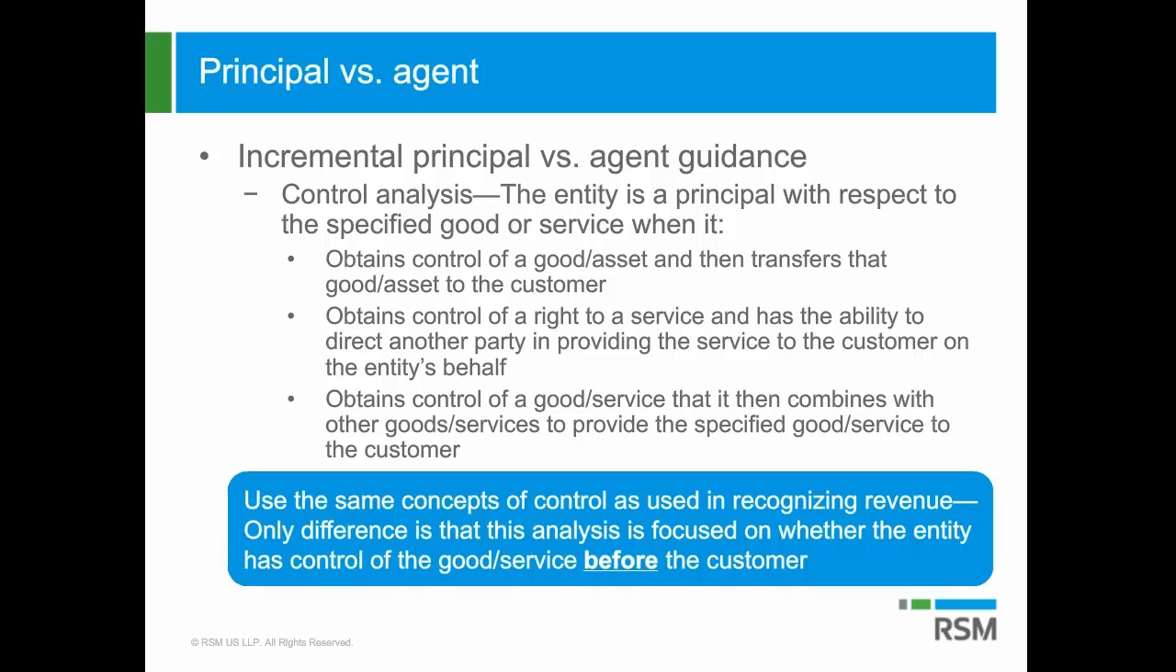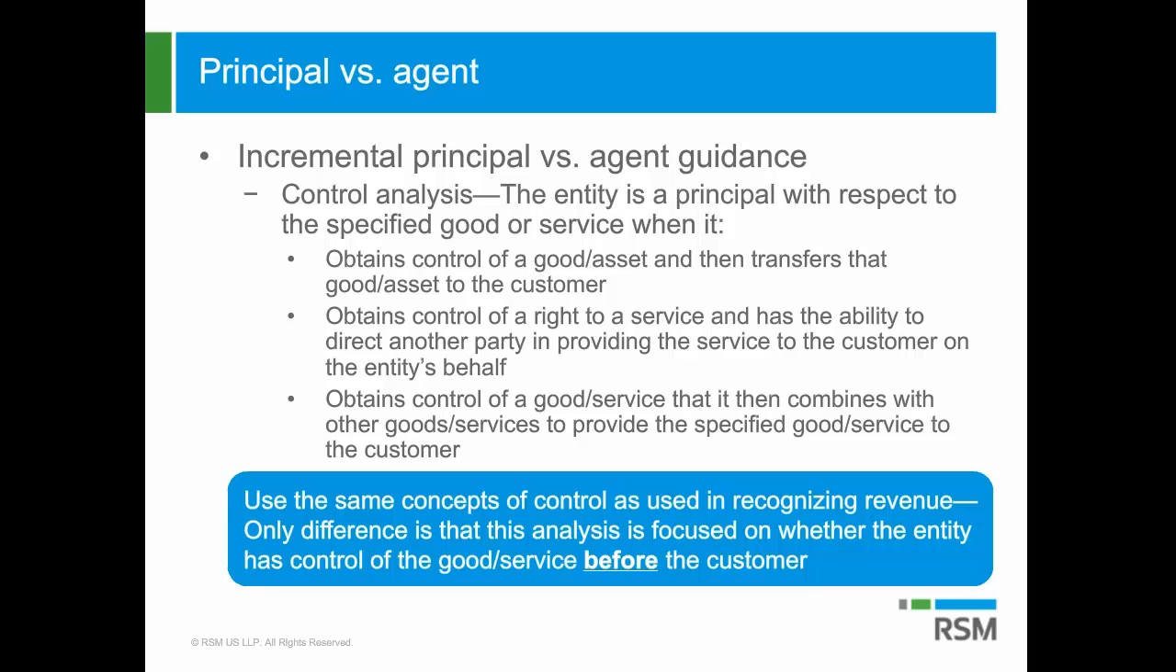Did you obtain control and then transfer it to your customer of some good or an asset? So think about a retailer buying a product from a manufacturer. Generally, they would be considered to obtain control of that product in most cases, and then it's transferred to a customer once the customer buys it. So that would be a clear case in many cases where you obtain control before transferring it to your customer. So you recognize revenue as a principal. You recognize it on a gross basis.